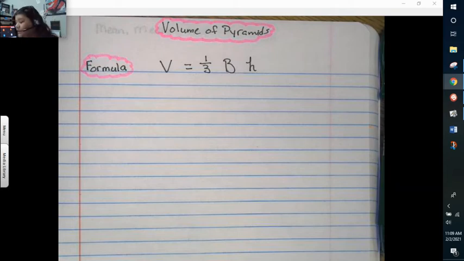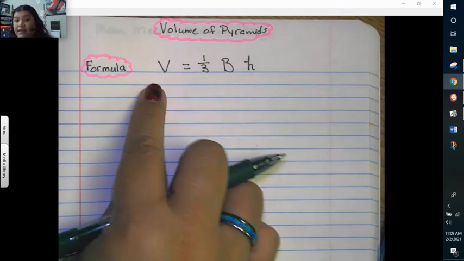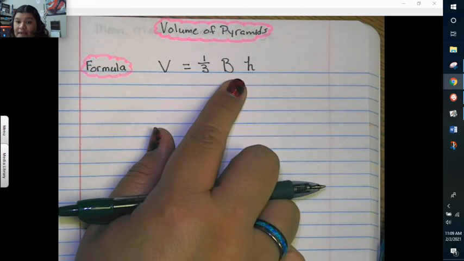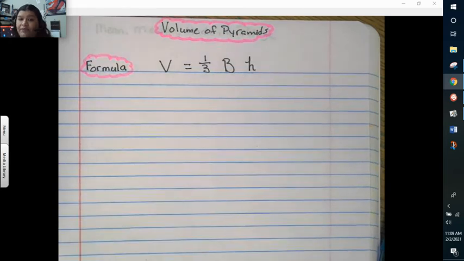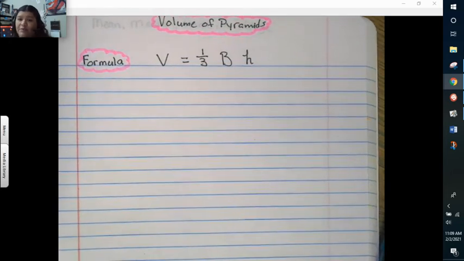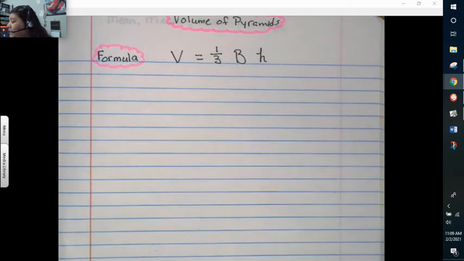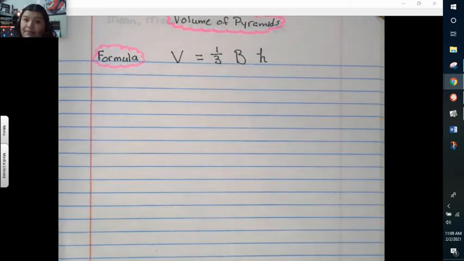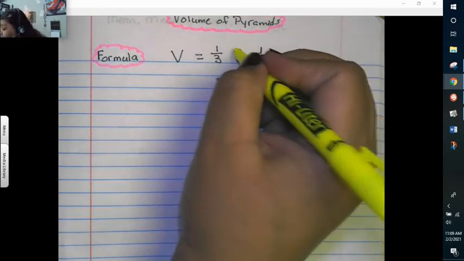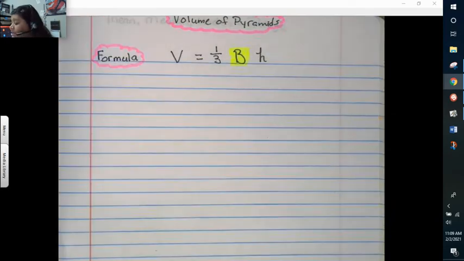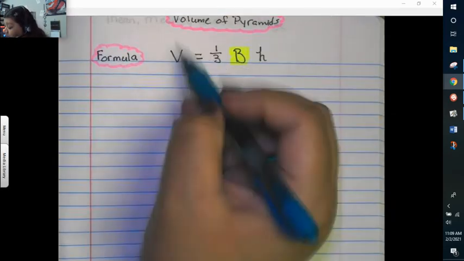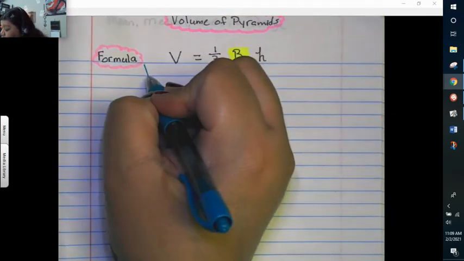It's going to look a little different. So it's V equals 1/3 B h, with a capital B and a little h. Okay, so you can write that down. You can always press pause when you need to, all right? Now, the capital B still represents the exact same thing as with the prism. It represents the area of the base, okay? So that still represents area of the base. So V still represents volume.